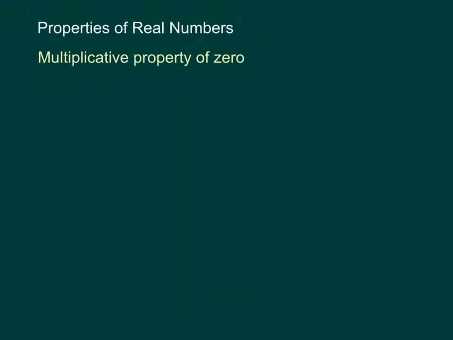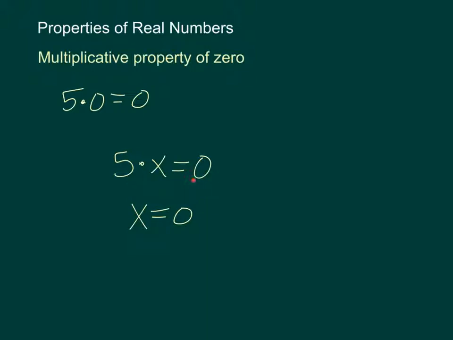Last one is the multiplicative property of 0, the fact that any number times 0 is 0. So anytime your result is 0 from multiplying, then you had to multiply by 0. So if I said 5 times x equals 0, that's an example of the multiplicative property of 0 and helps you realize that x has to be 0. Because if the result of multiplying two numbers is 0, one of those numbers has to be 0. Since 5 is not 0, x must be 0. And so that's an example of the multiplicative property of 0.